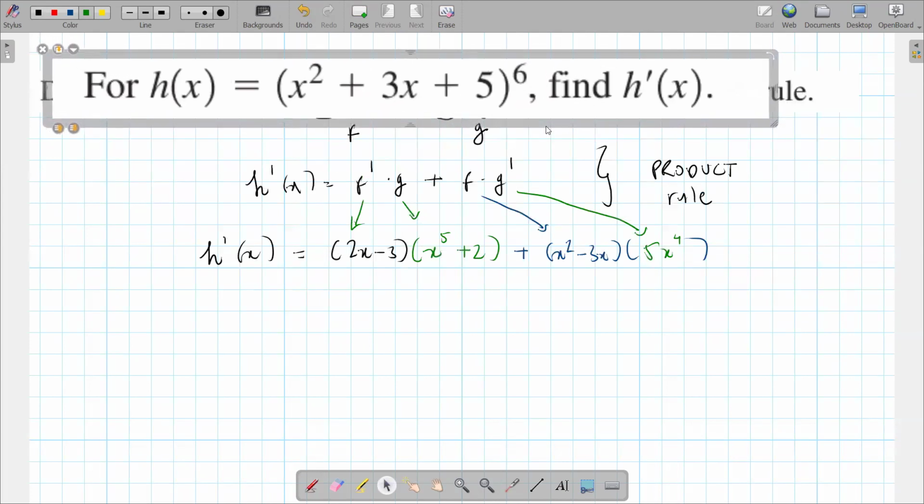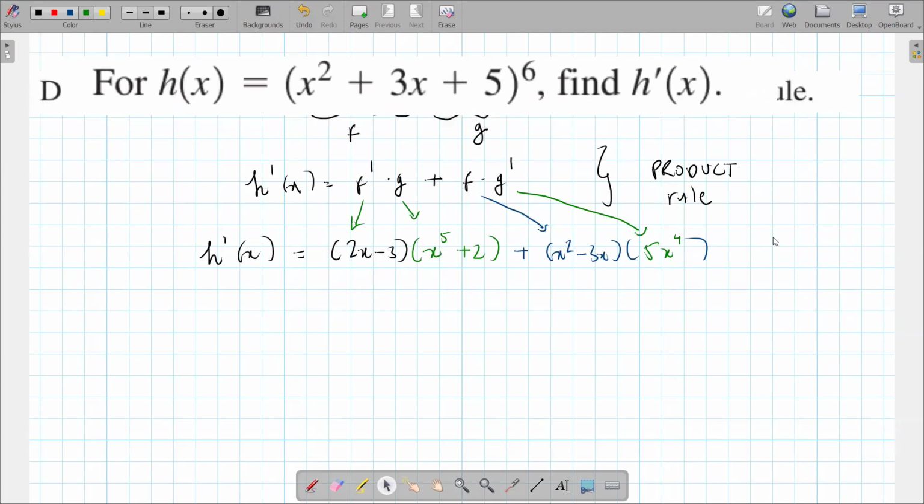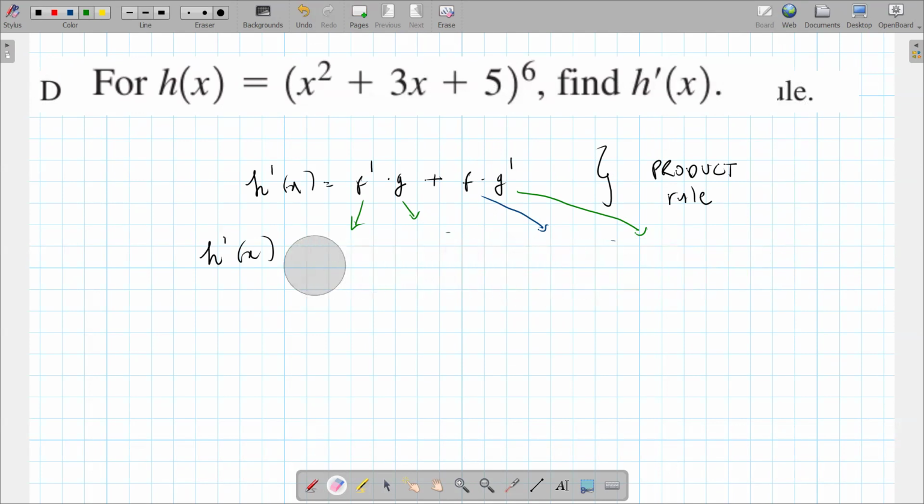So let's look at this one. This one is a polynomial to the power of 6. Again, you can open this, but there's going to be, what, 8 terms? Probably more than 8, because there's 3 terms inside. It's pointless trying to open this power 6. So do not open that power 6.